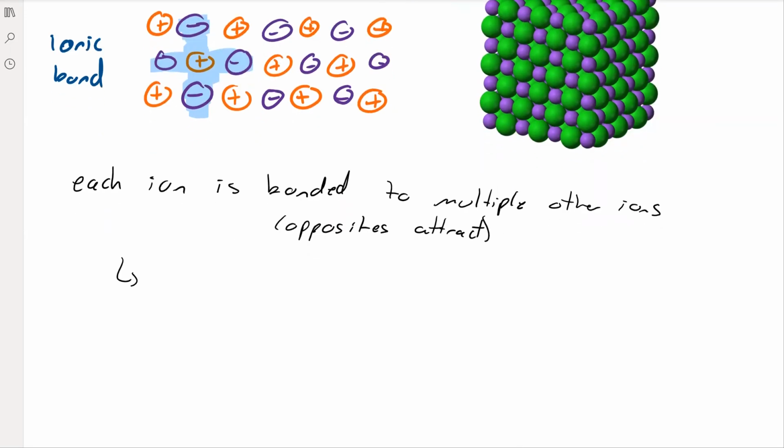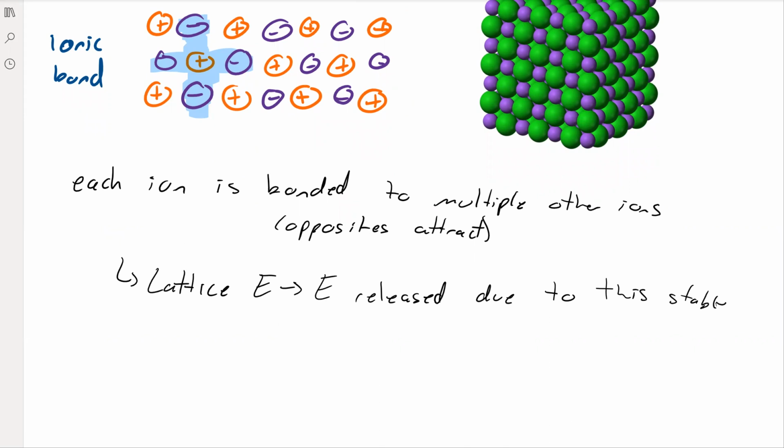And the energy savings, or the energy generated by this bonding, is what we call lattice energy. And so a lattice energy is defined as the energy released due to this stable interaction forming. And the greater the magnitude of the lattice energy, the stronger these ionic bonds. And in general, ionic bonds are very strong. They're generally much stronger than covalent bonds, which we'll learn about later on.